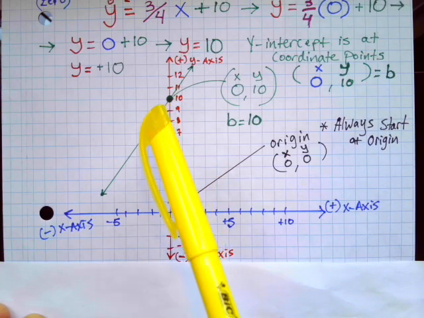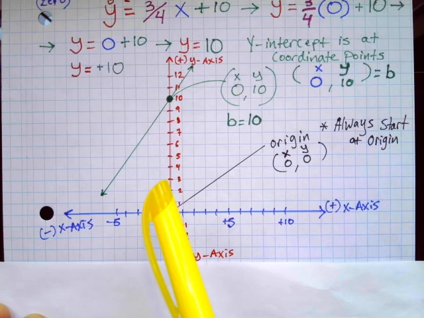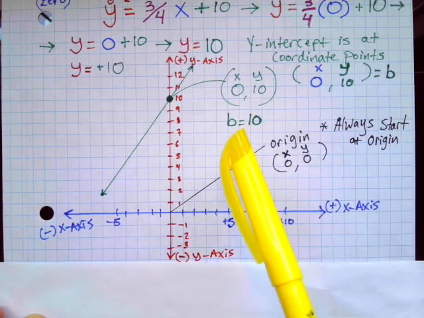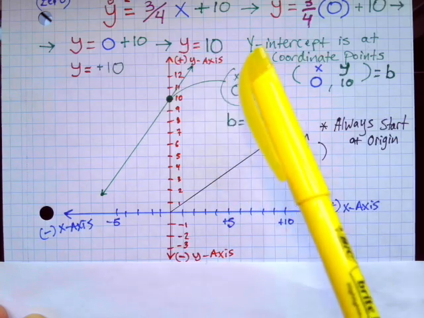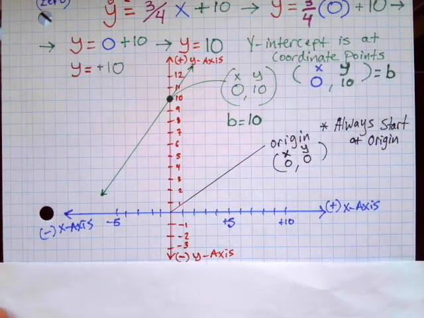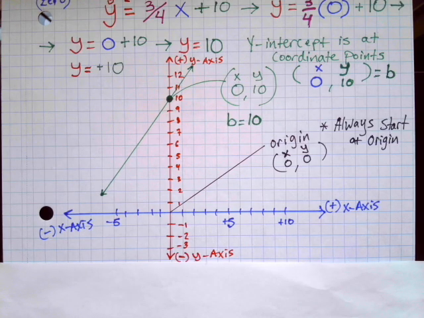X is 0 and y is a positive 10. That's my plot point. That's my b value. That is my y-intercept. So that's how you can answer and find your y-intercept.